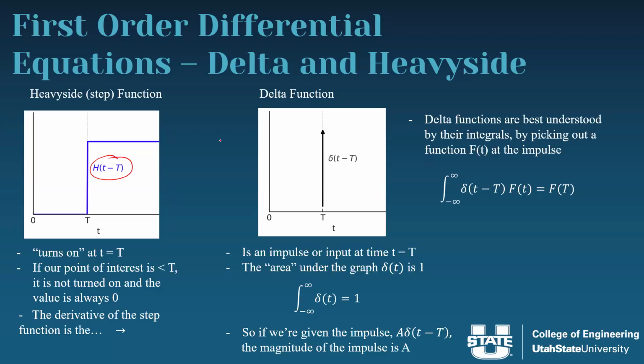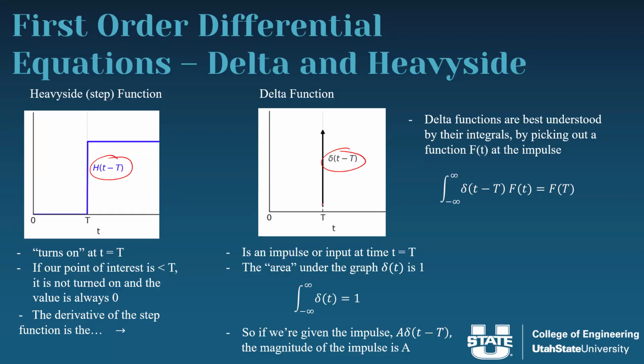You could use the Heaviside function to create a forcing function that doesn't turn on until after 6 months of time have passed. The delta function represents an impulse. So it will stay at 0, and then when it hits that time t, as you can see right here, it'll jump up to infinity for a split second and then go back to 0.